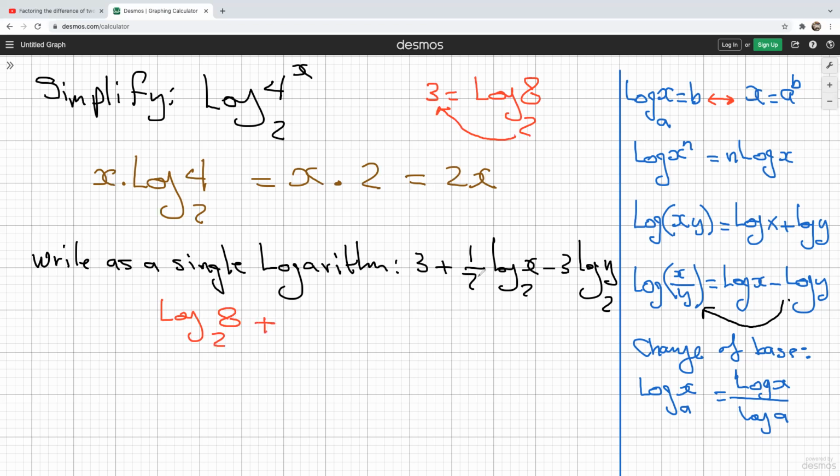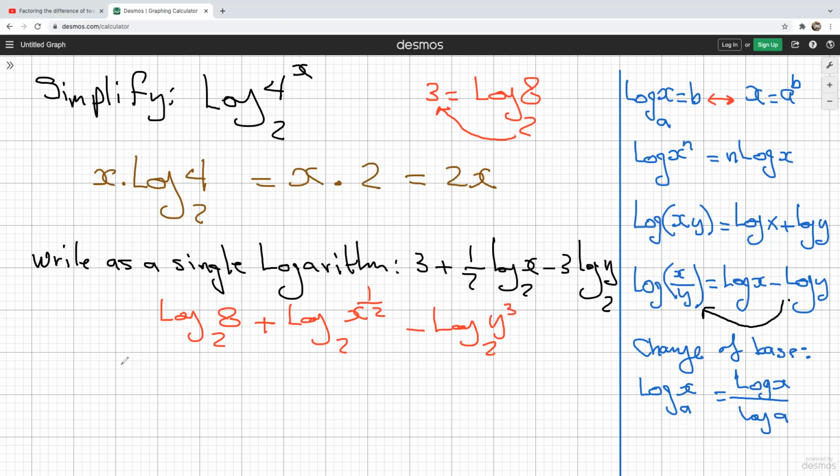Plus, you have to bring that half to the top, to be able to combine. So log base 2 of x to the power of 1/2, minus, you bring the 3 up, and that would become log base 2 of y cubed.